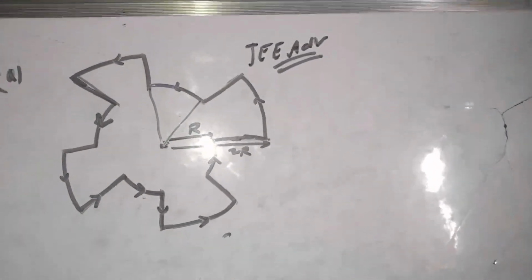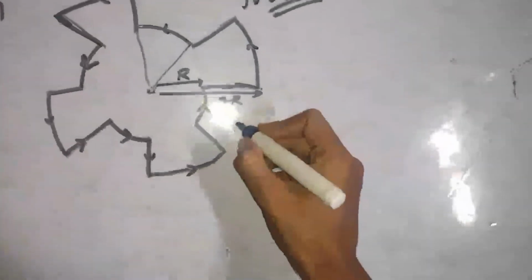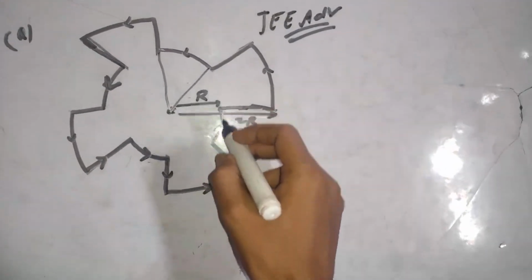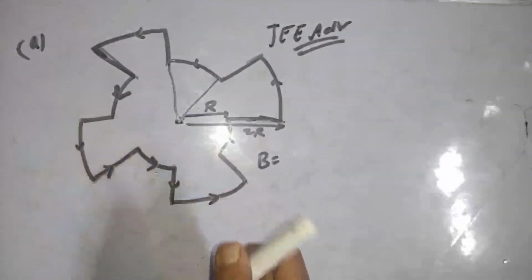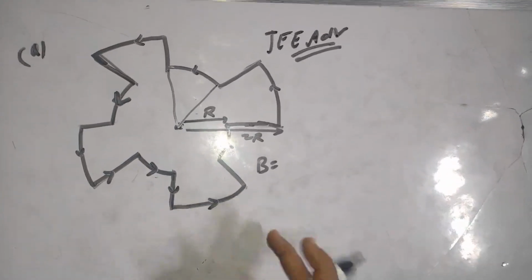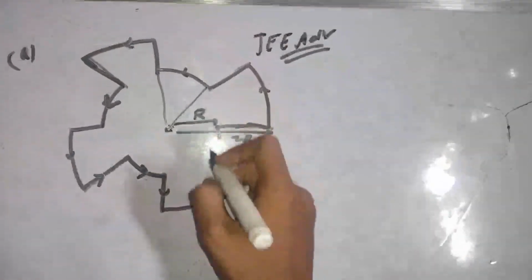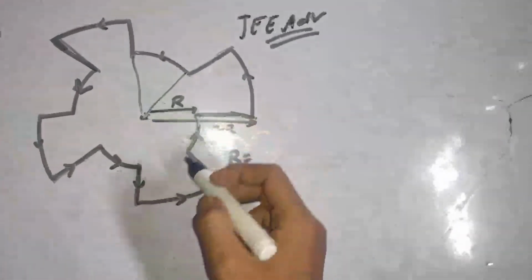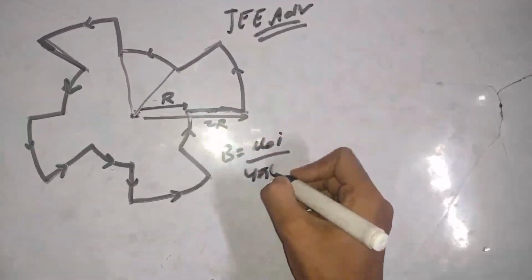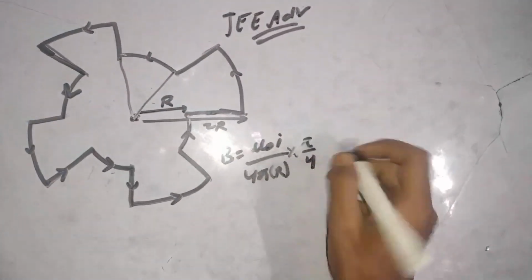So let's solve it. So magnetic field would be, we will find first magnetic field because of this one small arc, and we'll multiply it by 4 because the direction is same and magnitude is also same. Then we will find magnetic field because of this arc, and we'll multiply it by 4 simply because the direction and magnitude is same. So because of this smaller arc, it would be mu naught I upon 4 pi, and radius is r, and angle is pi by 4.